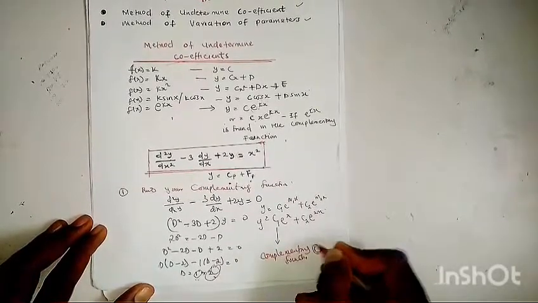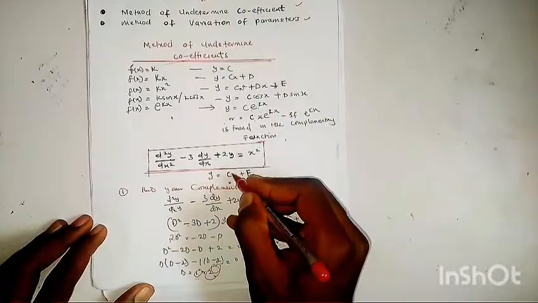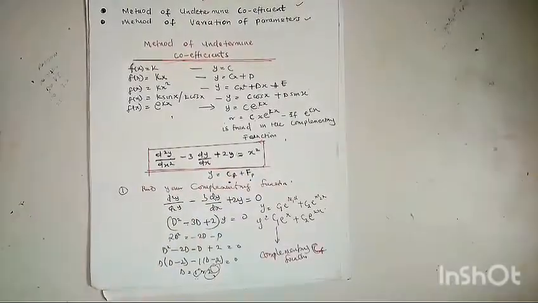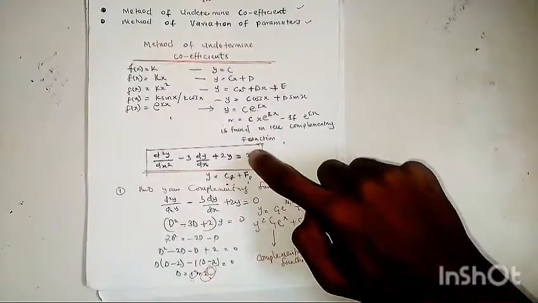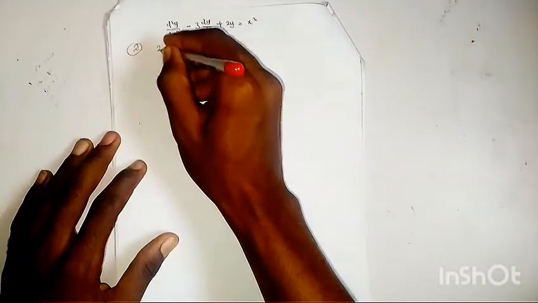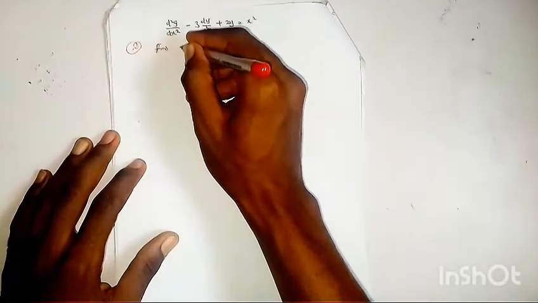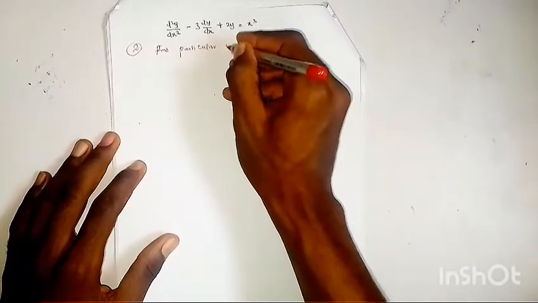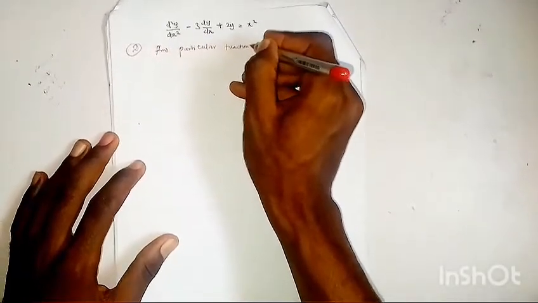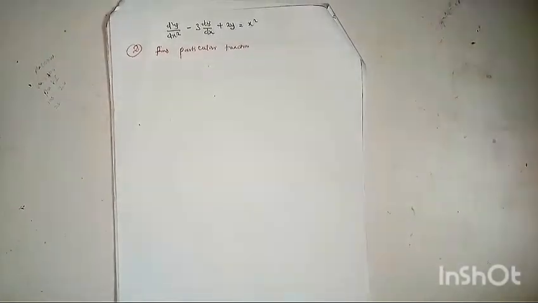I call it CF. So now the second step is to find your particular function, for which you are going to make use of the external function they gave us here. Find a particular function such that the particular function plus the complementary function gives me my general solution.